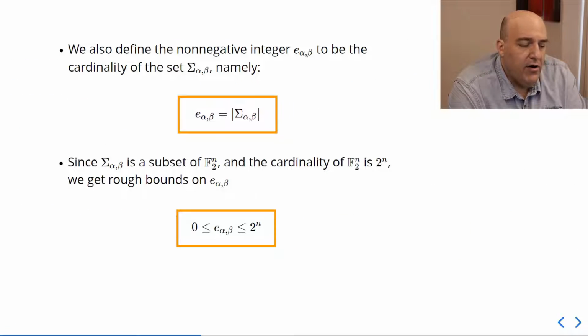And let's also define the cardinality of that subset. Let's define E alpha beta to be the cardinality of the set of solutions. Since sigma alpha beta is a subset of F2^n, the cardinality E alpha beta has to be bounded between 0 and 2^n. Just remember the cardinality of F2^n is 2^n. So the cardinalities of our solution sets of that main equation will always be, obviously, between 0 and 2^n. That's just an obvious rough bound. So we've defined sigma alpha beta as the set of solutions and E alpha beta as the number of solutions.